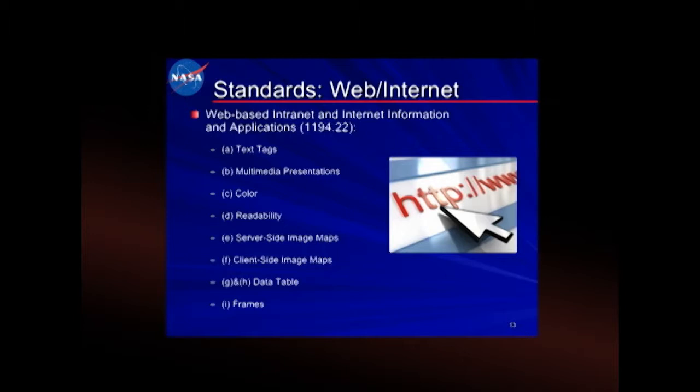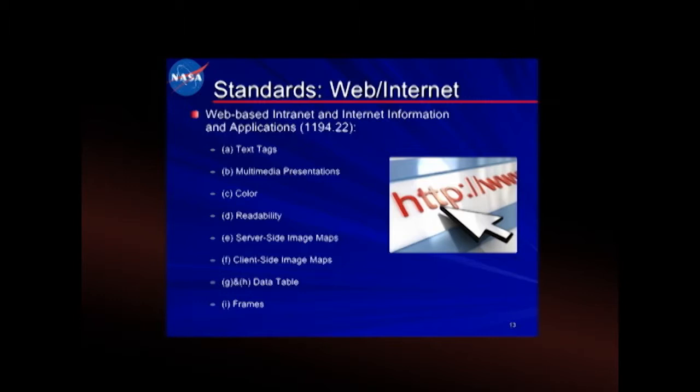Thank you. As far as color, just like software, color cannot be the sole means of conveying any type of information. Readability: you just want to make sure that your documents and websites are in a nice, simple, readable format without style sheets. Server-side image maps and client-side image maps, these standards are the epitome of outdated, because I don't think I've seen a server-side image map since 1998. So basically it says that if you have a server-side image map, it needs to be accessible, and you want to use a client-side image map whenever possible.